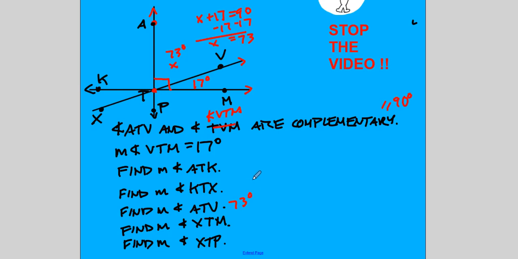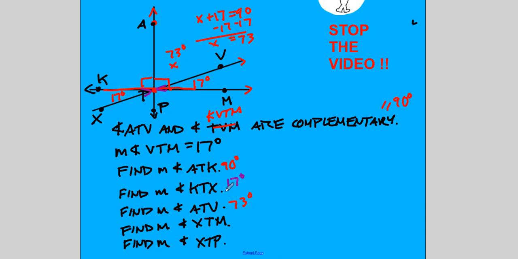So now, ask me what is angle ATK? Well, this is a straight angle here. So that's 180 degrees. If this is 90, that also has to be a right angle. That also has to be 90. So ATK is 90 degrees. It's a right angle. So then I ask you about KTX. Well, if this is 17 degrees, this has to be 17 degrees because these are vertical angles that point at each other. So that's 17 degrees. So KTX is 17 degrees.